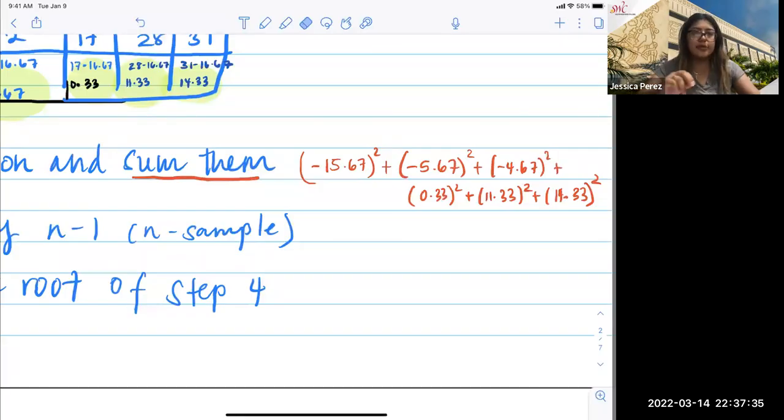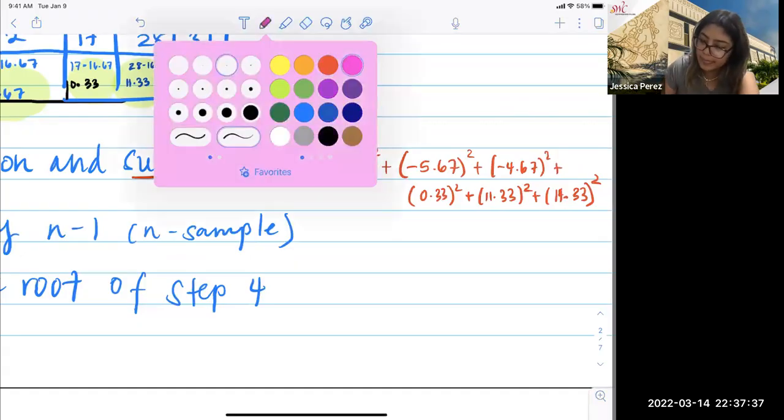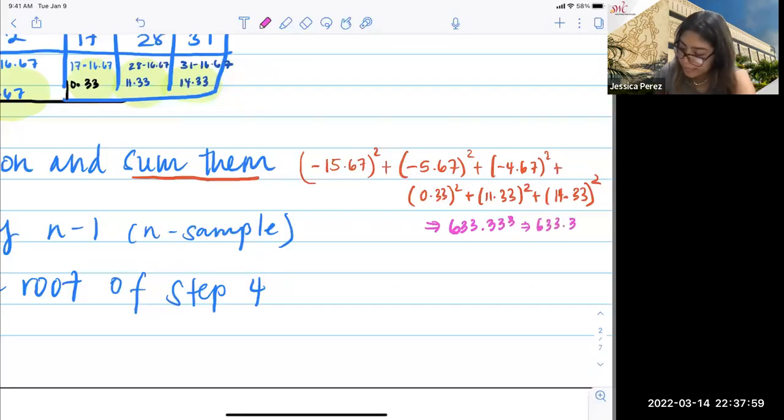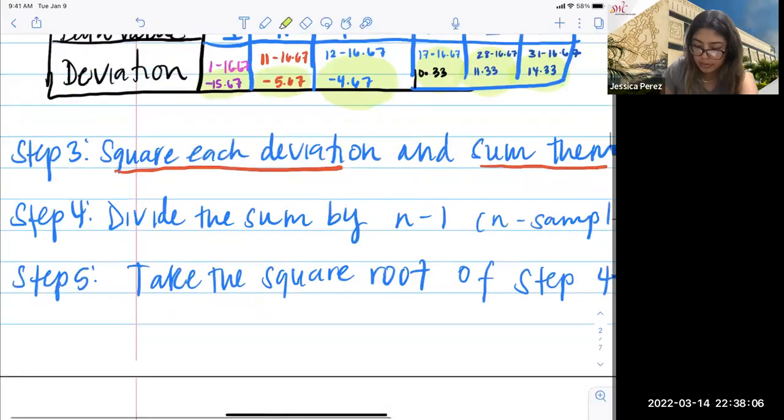And that gives me a total of 633.34. This is rounded. Oh, sorry, let me read that. It's 633.333, so 633.33. So that is the number I get from step 3.